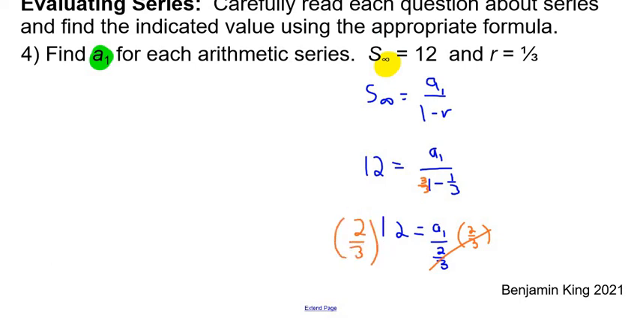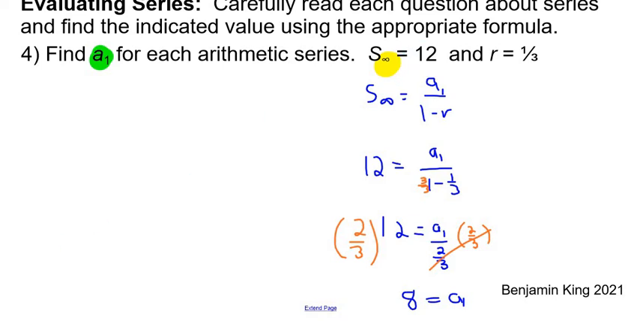All right, and so evidently when you do this, A1 would be 2 times 12 is 24. 24 divided by 3 is 8. So evidently, it's not so bad to do. You just have to make sure you're following the right equation based on whether it says infinity or not.